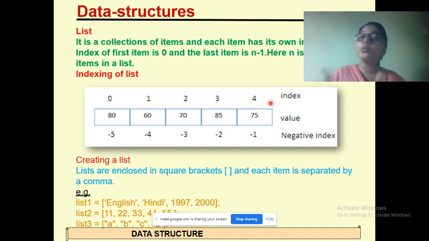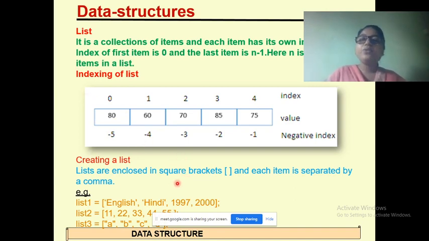Now there are two types of index: the first is positive and the other is negative. So what is a negative index? It starts from the end of the list and starts with -1, like this: -1, -2, -3, -4 and so on. So these are the list values and the indexes of the list.